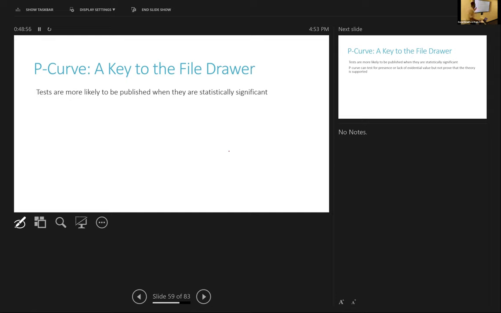So we know in psychology, I showed you before, there's that diagram of all the significant results. So tests are more likely to be published when they're statistically significant.